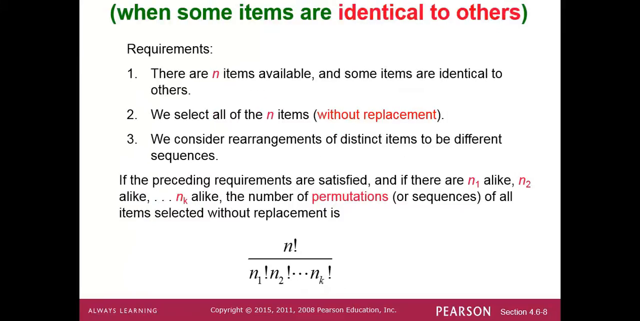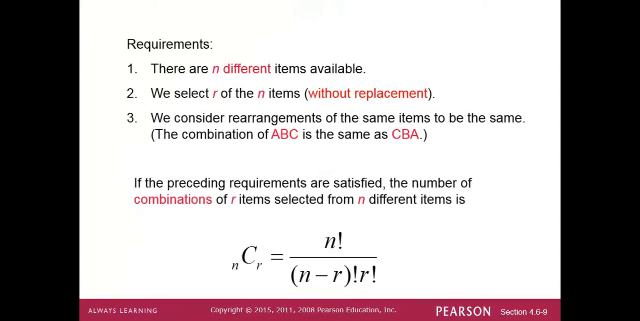Okay, if you do have items that are being arranged, but you have some repetition, for example, like Mississippi, then you have the total number of letter arrangements on the top, but you're going to divide out the repetitions. And you'll see some examples of those in our notes.